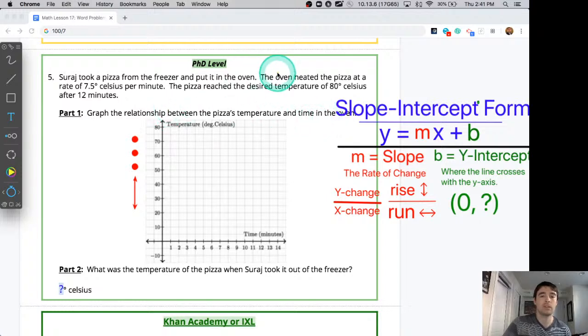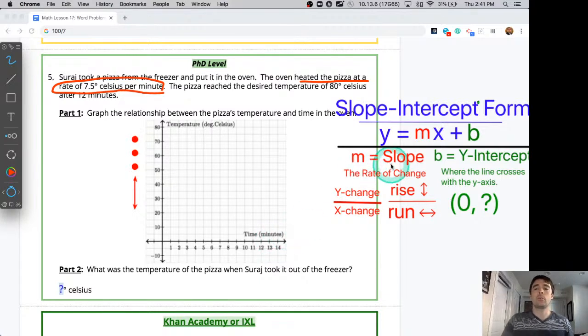So first thing, I'm going to dig through here and look for some of the key info that could help me. One thing that I'm going to underline in red at first, they tell me that the oven heats the pizza at a rate of 7.5 degrees Celsius per minute. So we have a heating rate of 7.5 degrees Celsius per minute. I'm circling that in red because anytime I see the rates, they're really describing the slope of the relationship, how much y is growing for every x. In this case, I'm getting 7.5 degrees on the y-axis every 1 growth in minute on the x-axis.